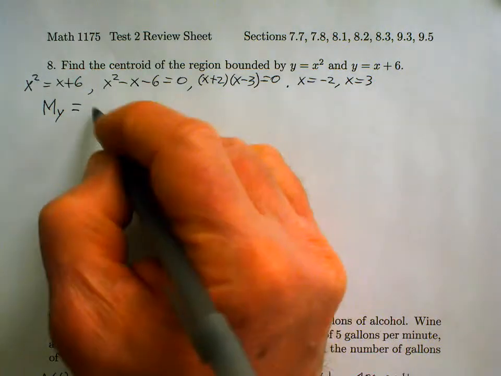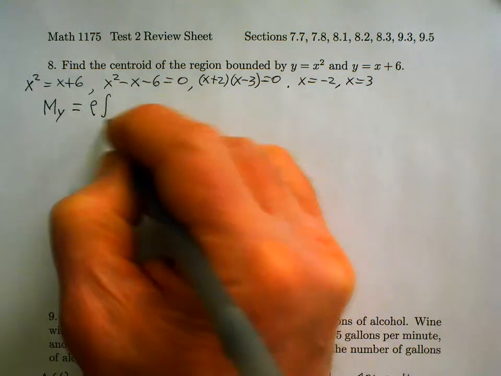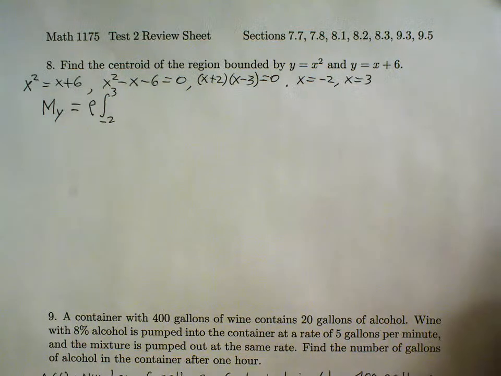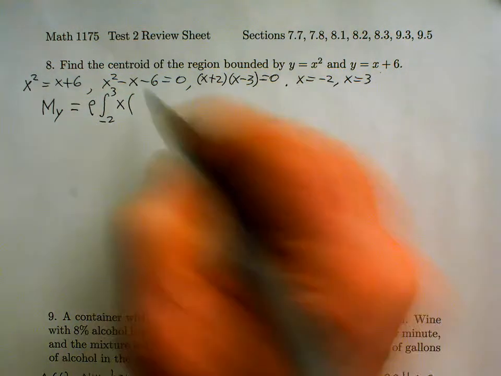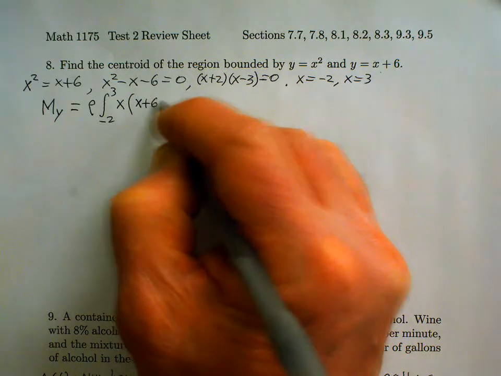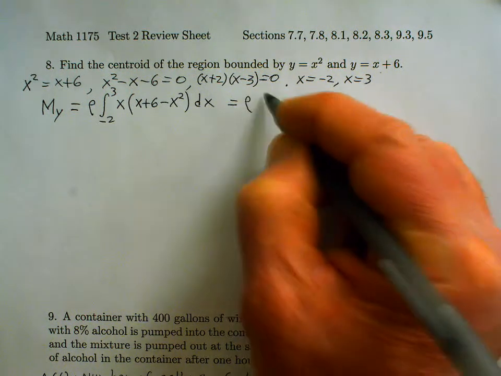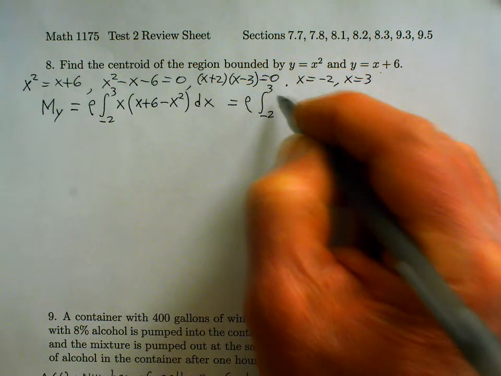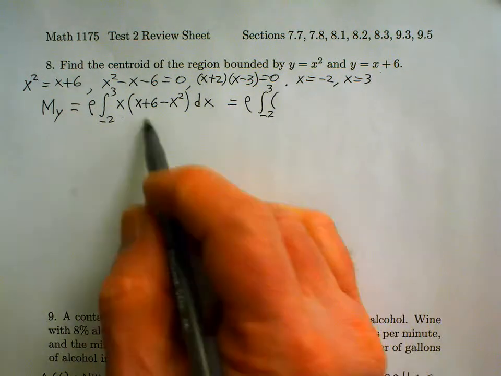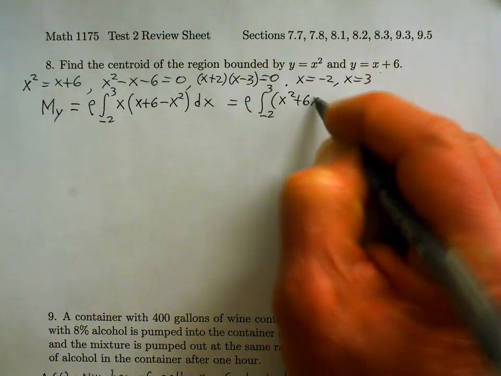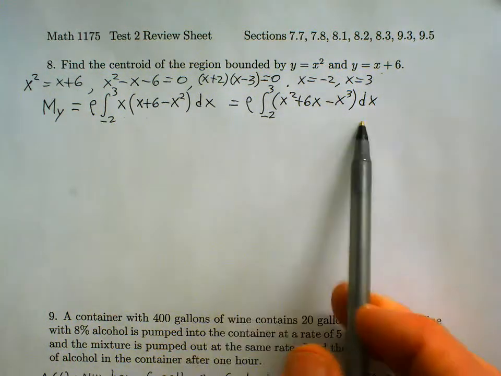So this will be rho times the definite integral from negative 2 to 3. And then we multiply x times the difference of the two functions. So x times the quantity x plus 6 minus x squared dx. So I'll leave most of the work for you to do. I'll just set this one up. So x times this quantity is x squared plus 6x minus x to the third. So that's a fairly simple integral to evaluate.